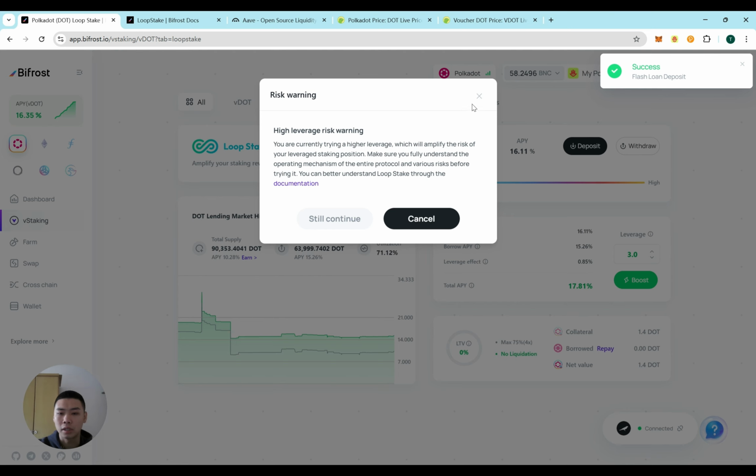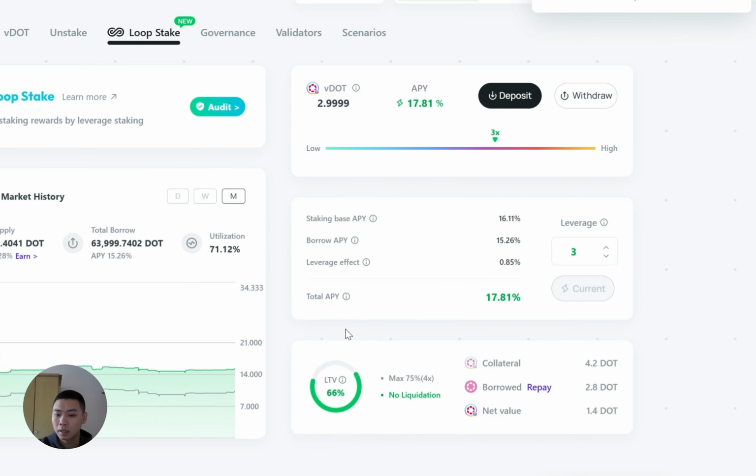Okay, our position is set up. We're focused around here, right? The LTV is going to 66%. Our collateral now is 4.2 DOT, which is our principal plus the vDOT that we have borrowed. So our net value: the principal is 1.4 DOT, and we borrowed 2.8 DOT.